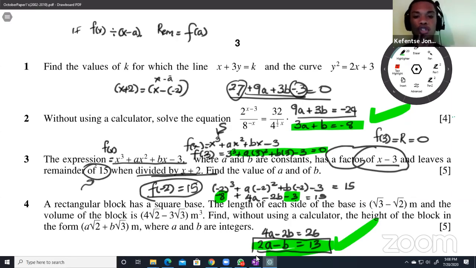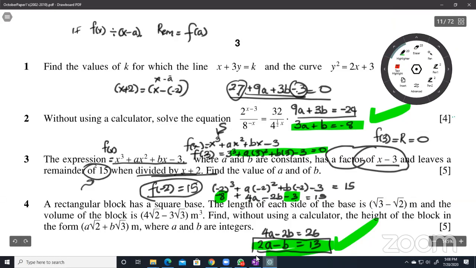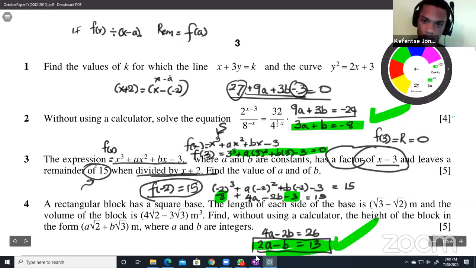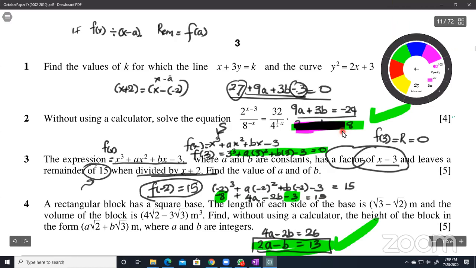Just repeat the question, sir. If I wanted to solve those two equations simultaneously, what would I have done? Add. You can add. I had to add them, yeah. Because the minus b and the plus b will cancel. That's right.